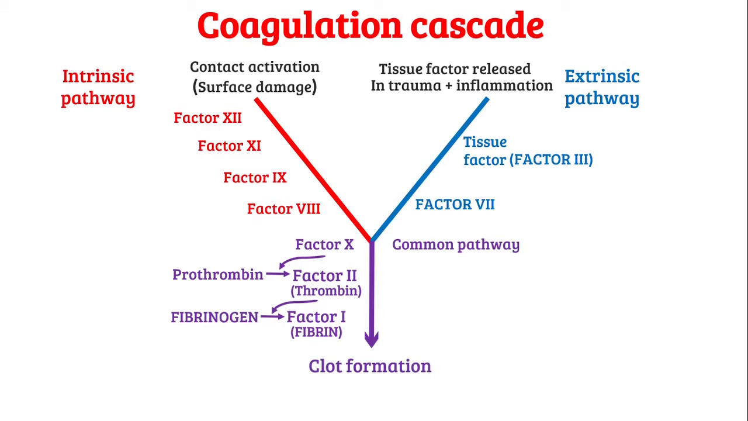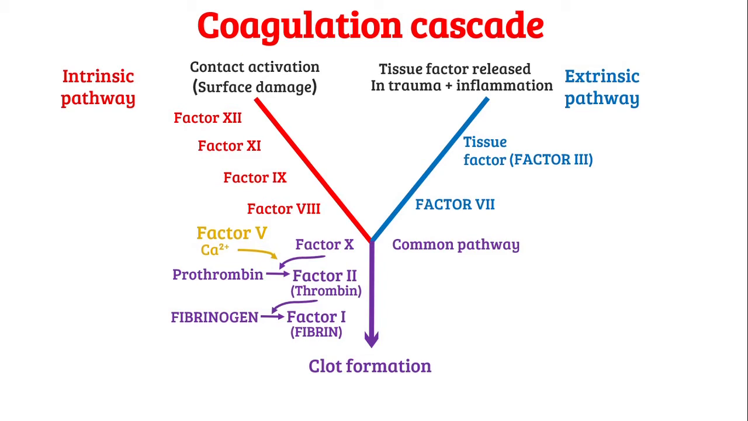As a side note, factor 5 is a cofactor when the other factors are enzymatically active, and activated factor 5 is needed alongside calcium in order for activated factor 10 to convert prothrombin into thrombin.